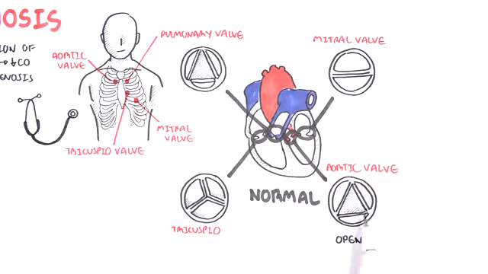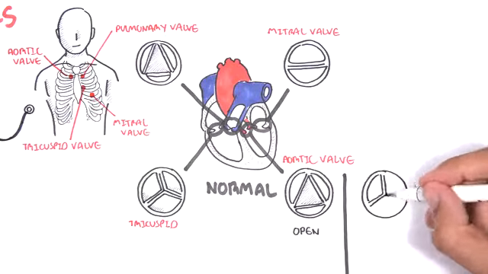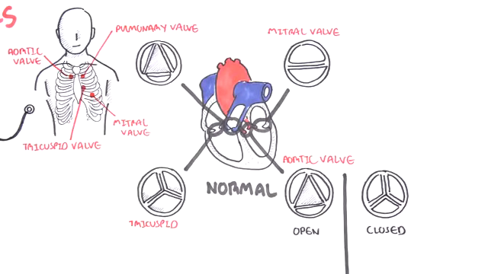During the cardiac cycle, when the aortic valve is open, the pulmonary valve is open as well. And when both these valves are open to pump blood out of the heart, the tricuspid and mitral valves close. This is what a normal aortic valve looks like when it's opened and when it's closed.